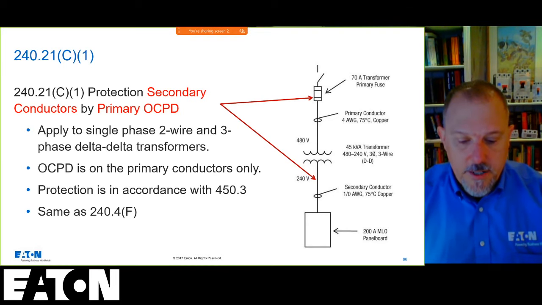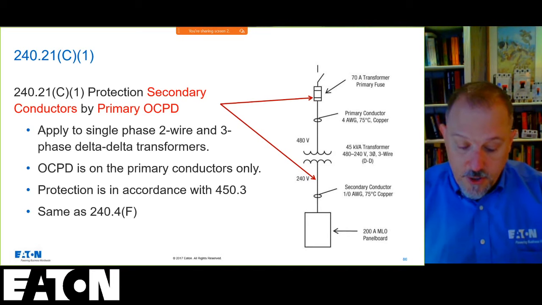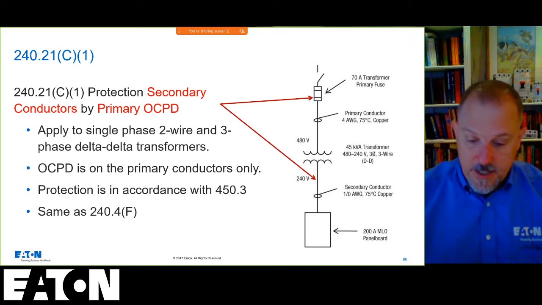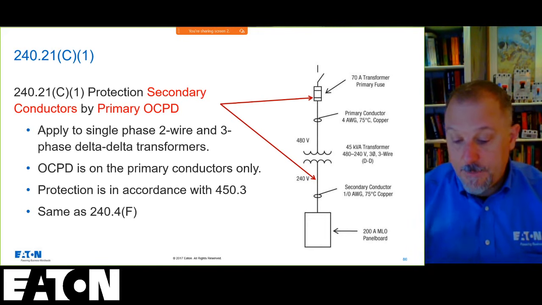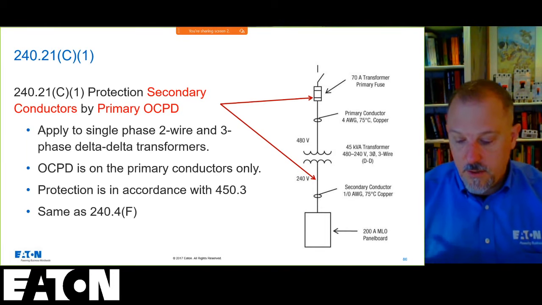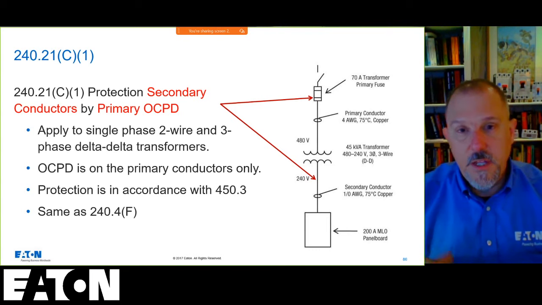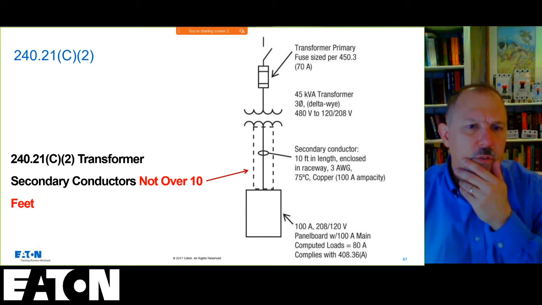C2 is transformer secondary conductors not over 10 feet. C3 is when your secondary conductor is not over 25 feet. And then you have outside secondary conductors, and then secondary conductors from a feeder tapped transformer. And then secondary conductors not over 25 feet long. Again, each of these has their pluses and minuses. And I think I put a few examples in here.